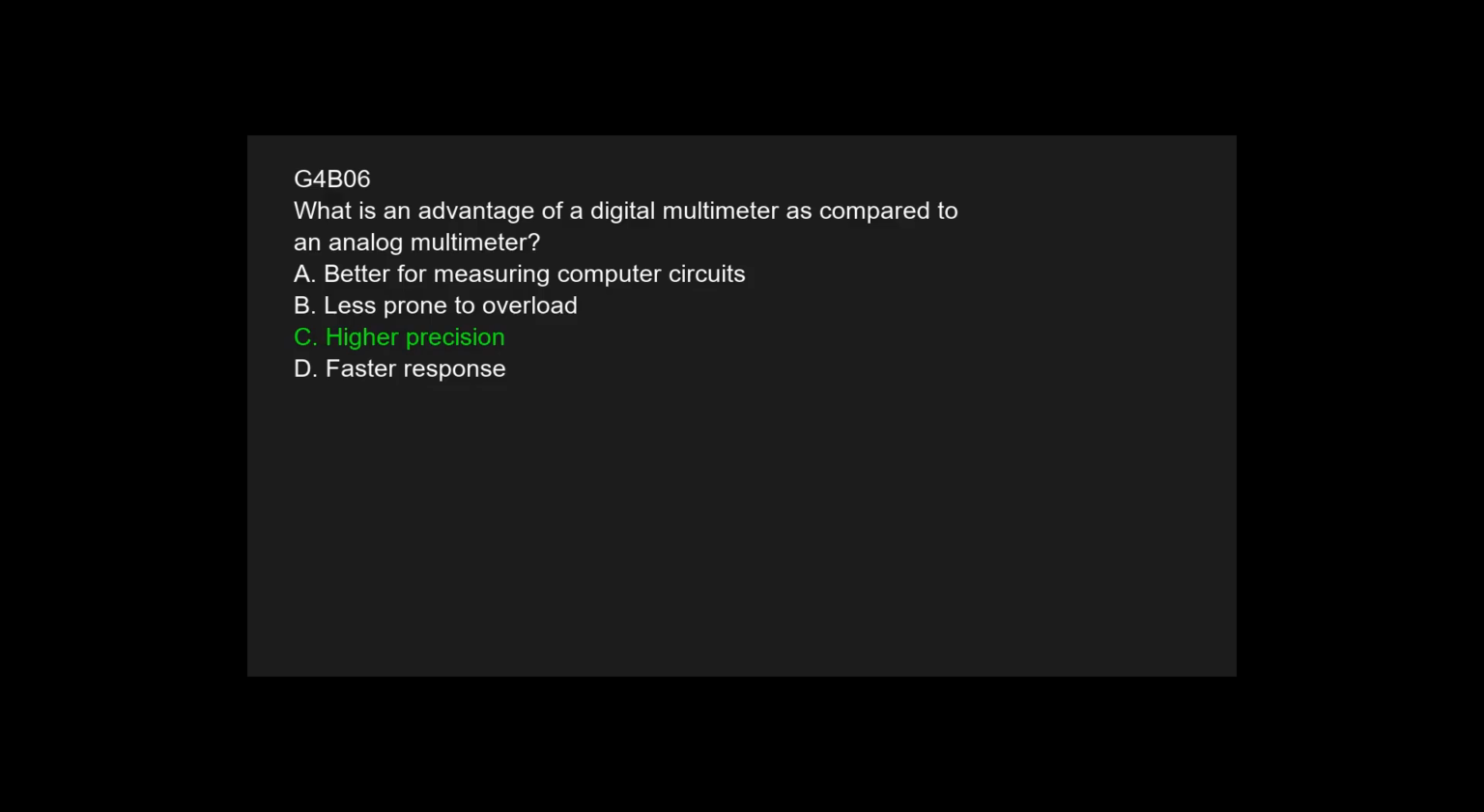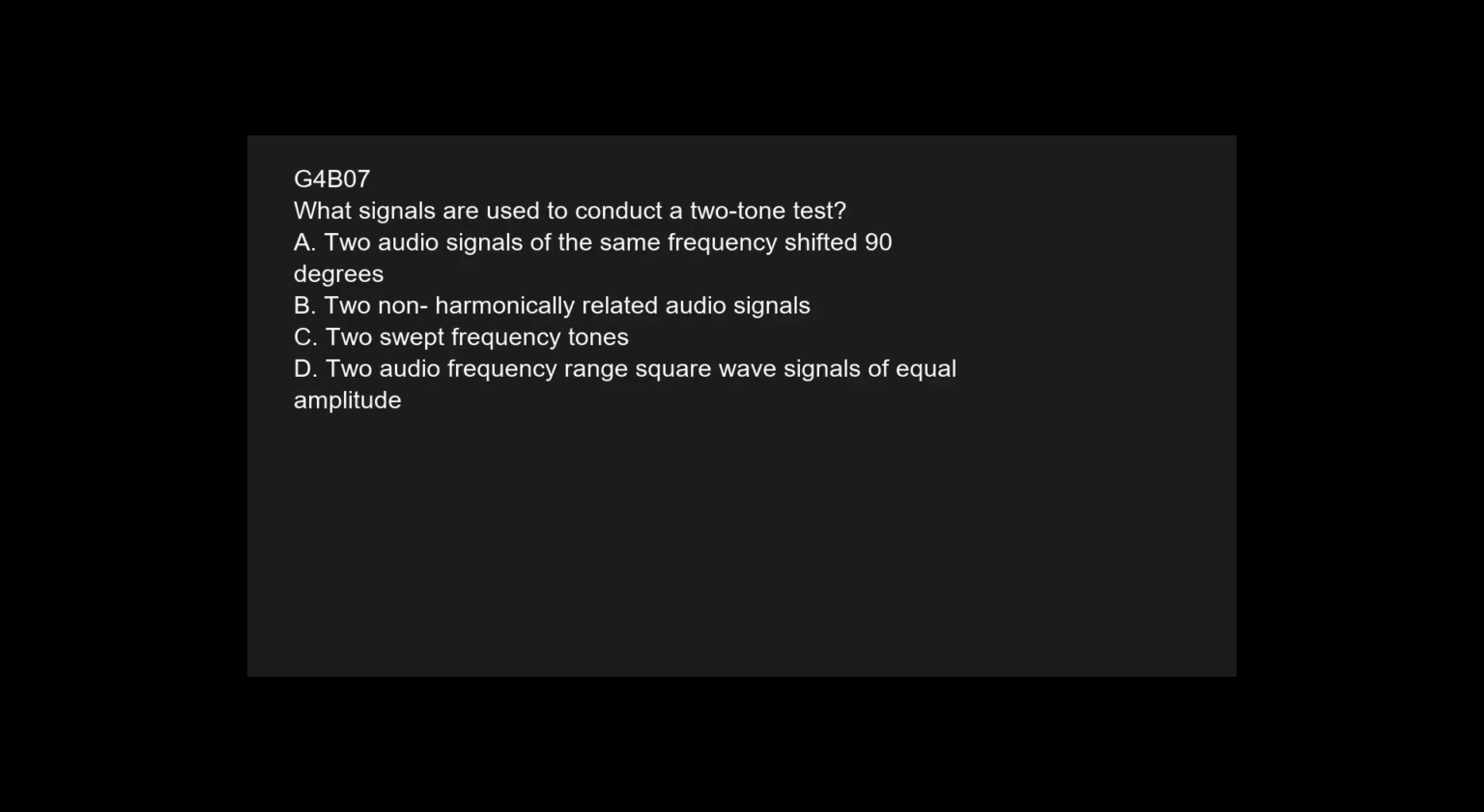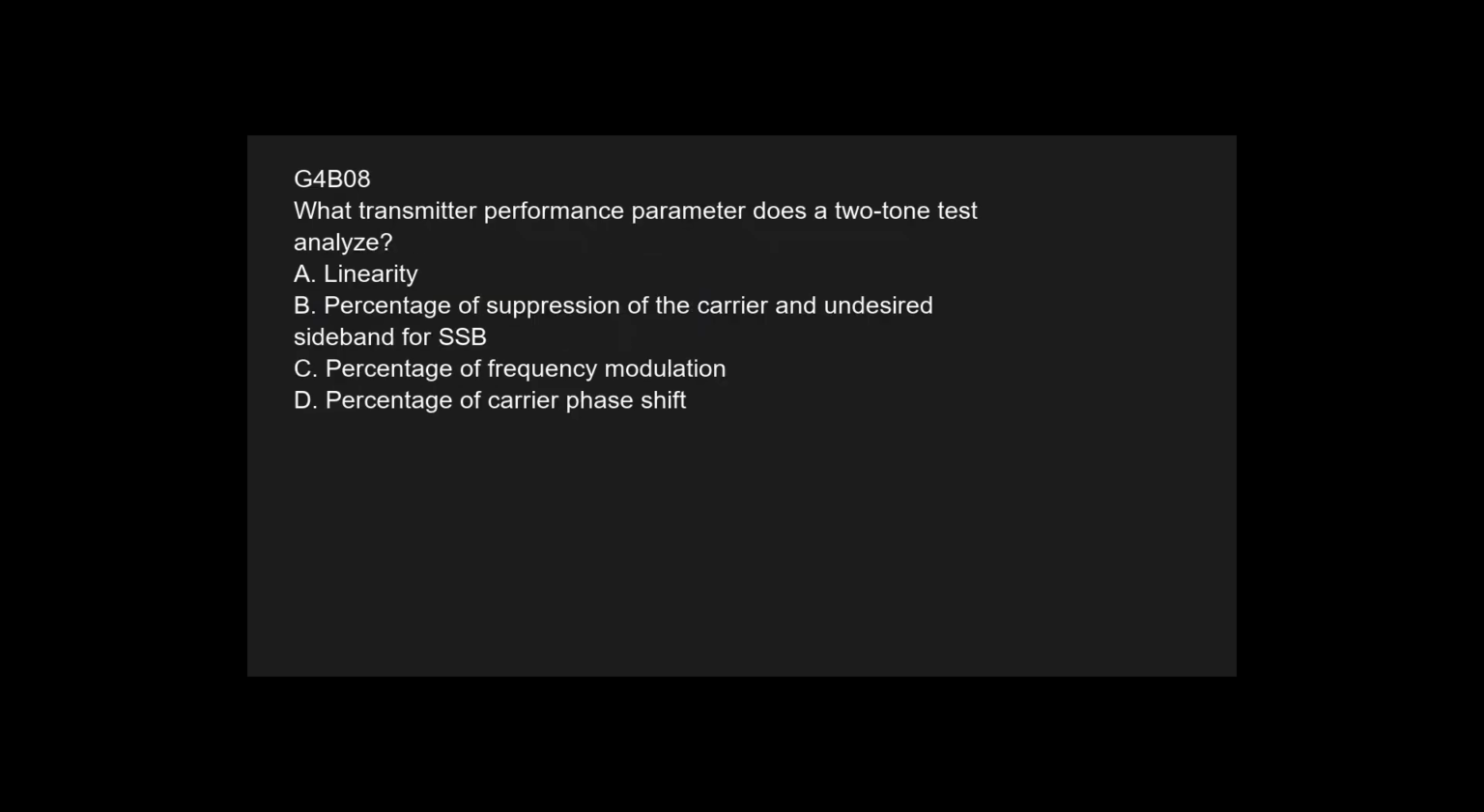Higher precision. Question: what signals are used to conduct a two-tone test? The correct answer is B. Two non-harmonically related audio signals. Question: what transmitter performance parameter does a two-tone test analyze? The correct answer is A.